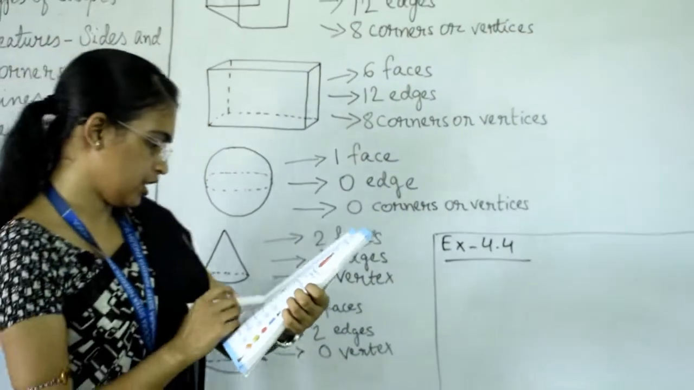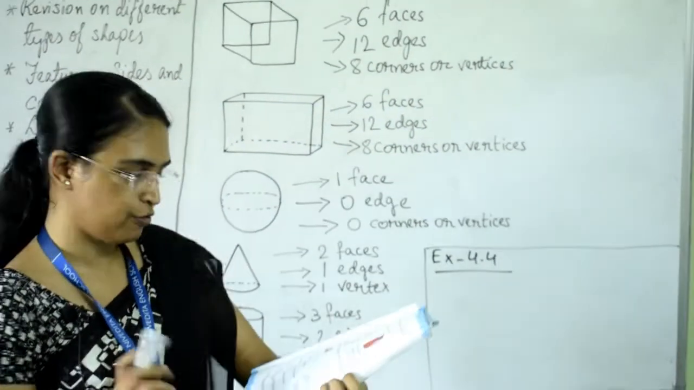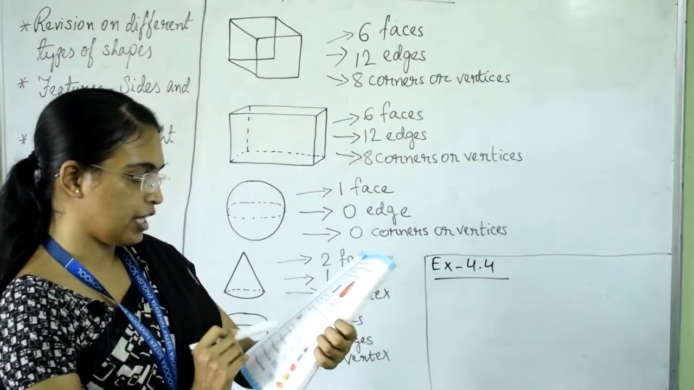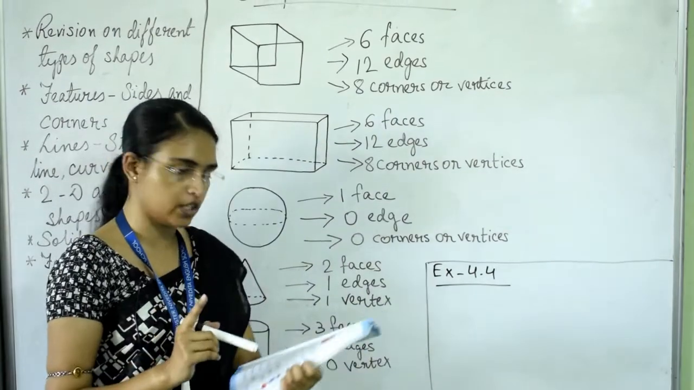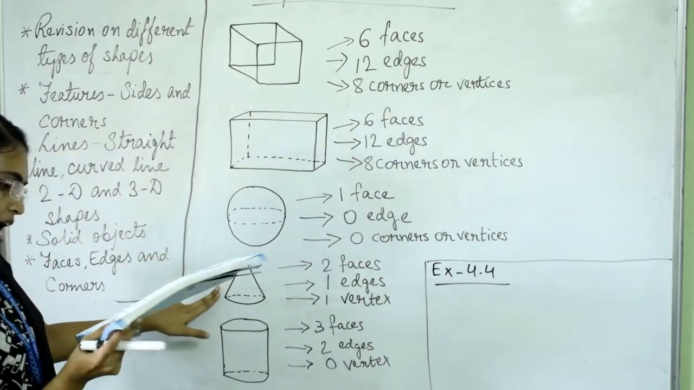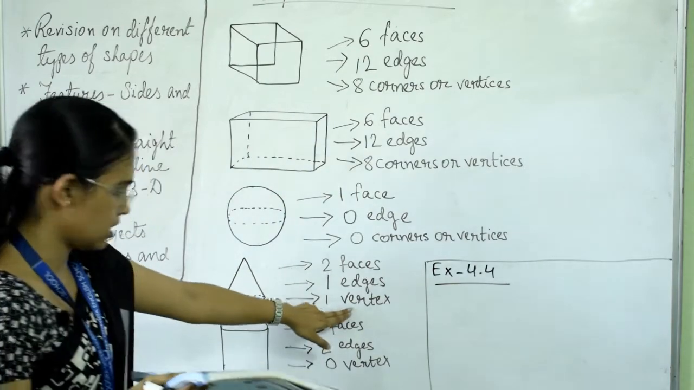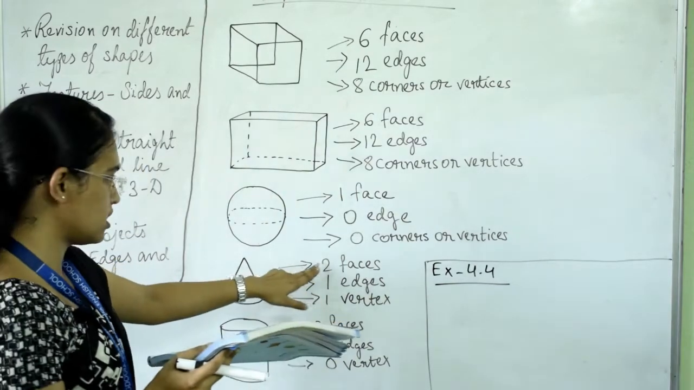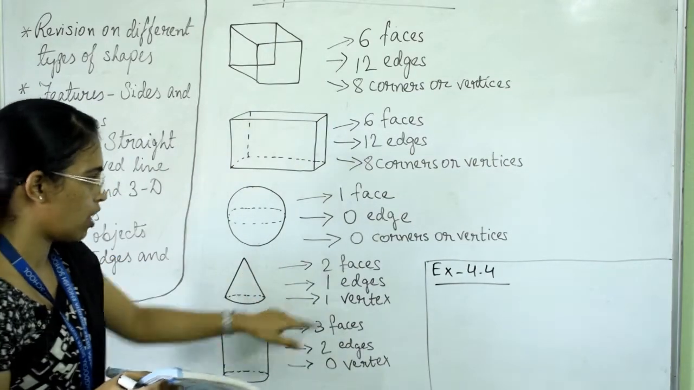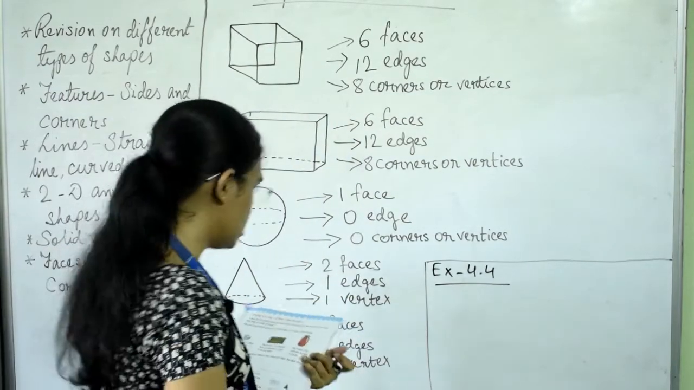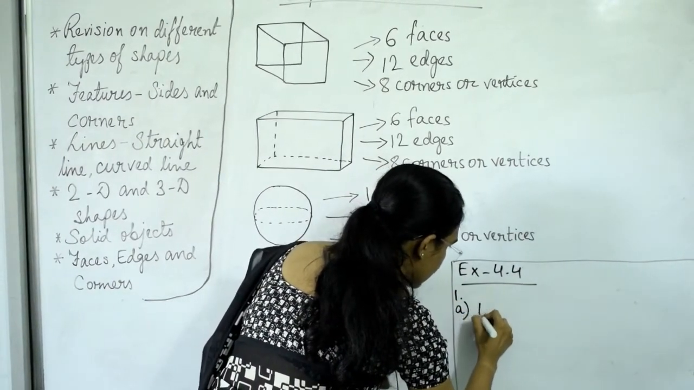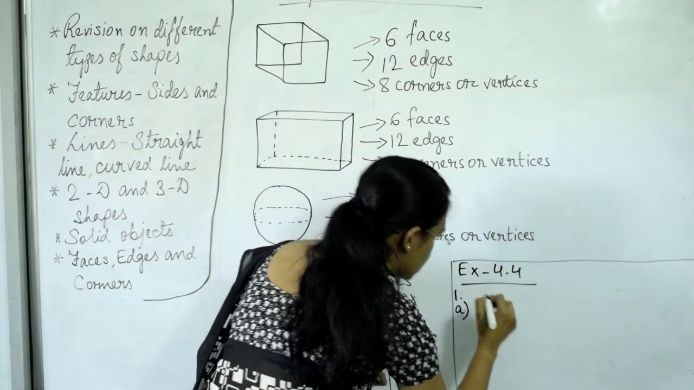Now the first question is, write T for true and F for false. Number A, a cone has one vertex and two faces. One vertex means one corner, and two faces. A cone, which one is cone? This one. A cone has one vertex and two faces. Is it right? Is it true? Yes, cone has two faces and one vertex. That means it's true. So write here 1A. Write in the box T.